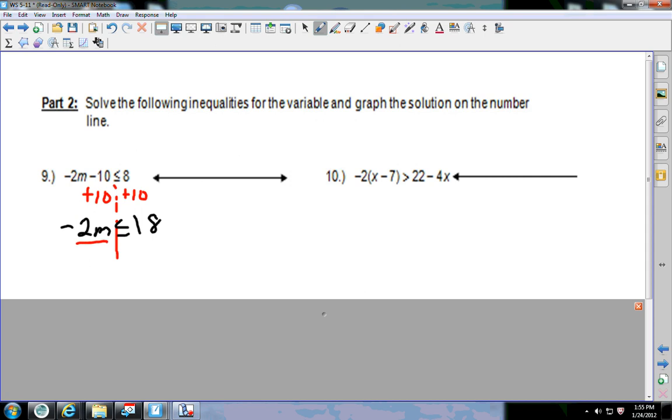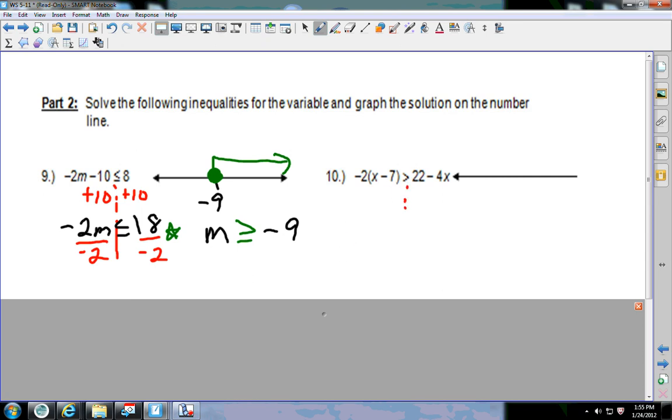I'm going to divide by negative 2. I divided by a negative. When you divide by a negative, you have to flip the sign. So instead of less than, it becomes greater than or equal to. And we have m greater than or equal to negative 9. Now for graphing, I'm going to start here at negative 9. Since it is equal to, it is a closed circle, greater than all the numbers to the right, and I'd shade to the right.